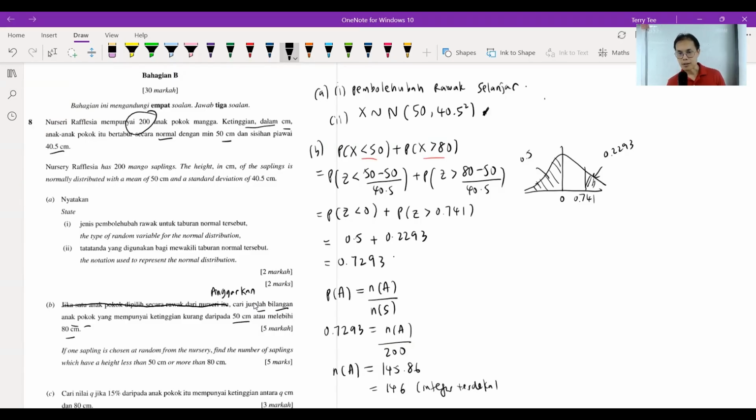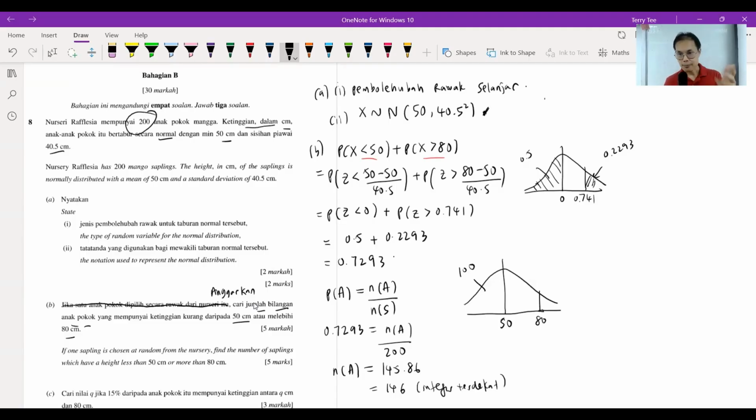I know some people may say, oh, I got 145 point something anak pokok. It's not a full anak pokok. I shouldn't take that. Now, the thing is, you have to understand this. This is the 50. Yeah, this is 50. 50 is your average height. 80 is over here. Now, we know half of them is less than 50. So out of 200, half of them is 100.